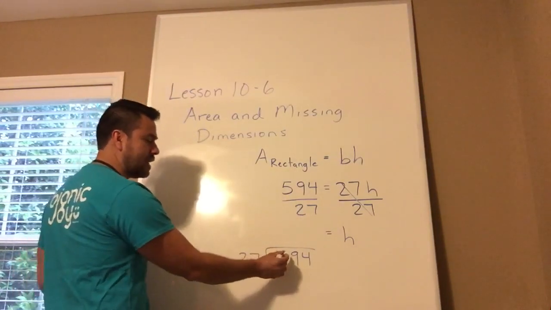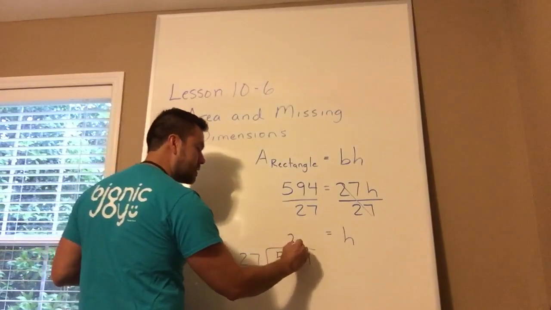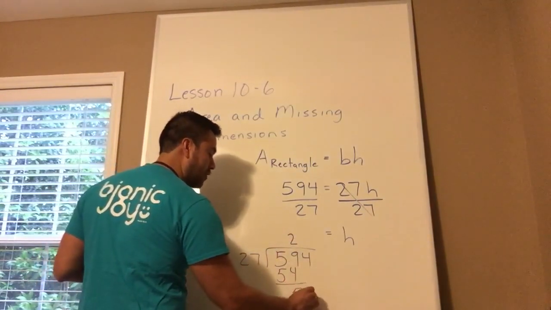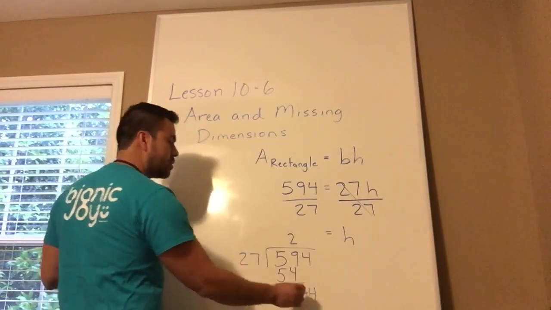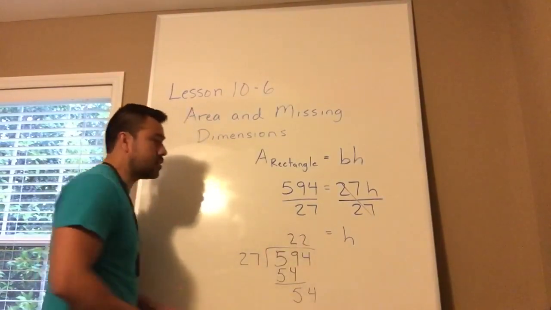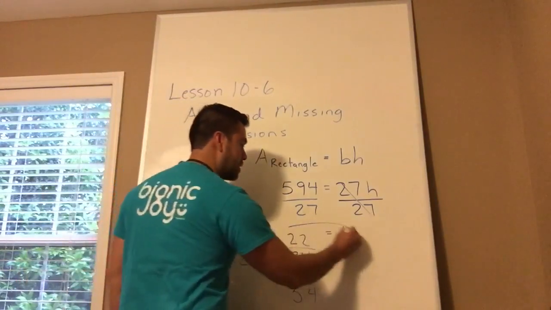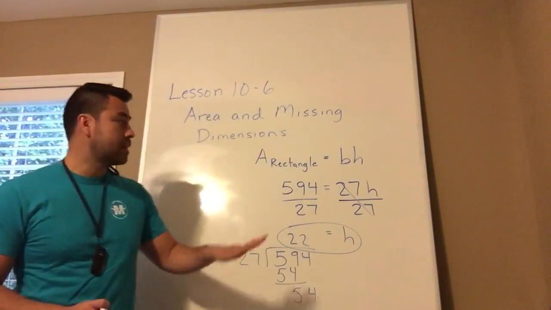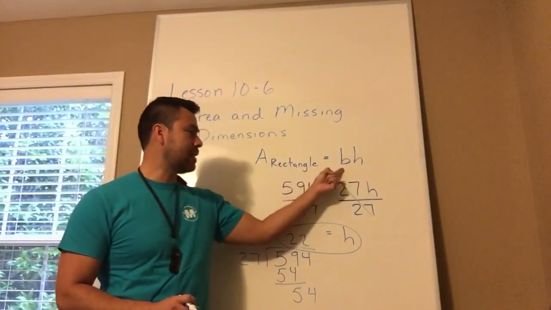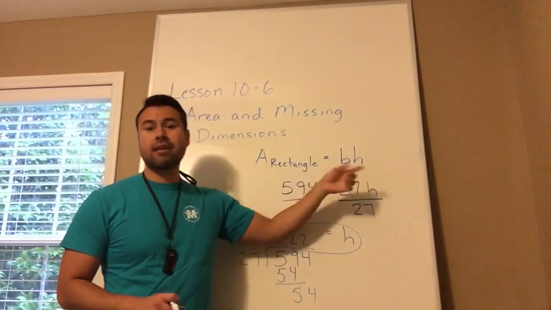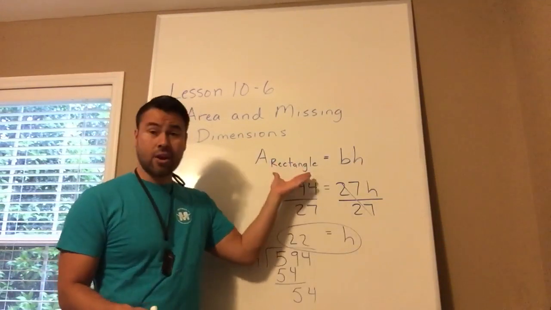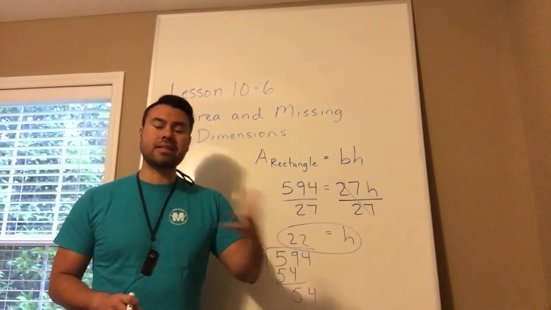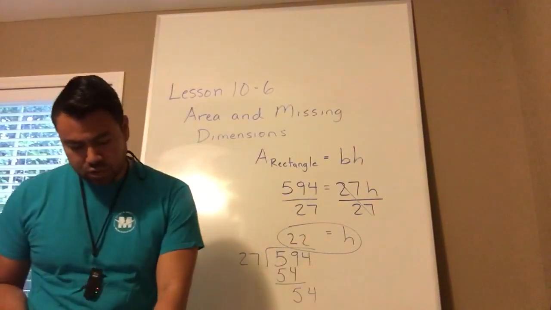27 goes into 59 twice. That's going to be 54. Then subtract to get 5, bring down the 4, and 54 again. 27 goes into 54 twice. So the height of this figure is going to be 22. That's how we work that one out. Again, they gave you the area and the base, and you have to find the height. On these problems, they're going to give you the area, and you're going to have to find either the base or the height, or base 1 or base 2. So make sure you're aware of that.